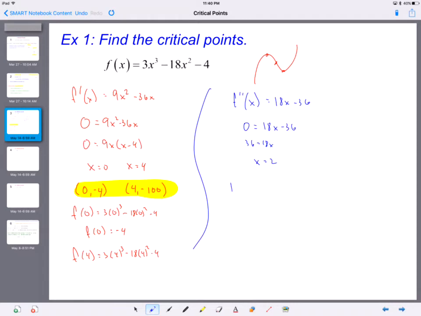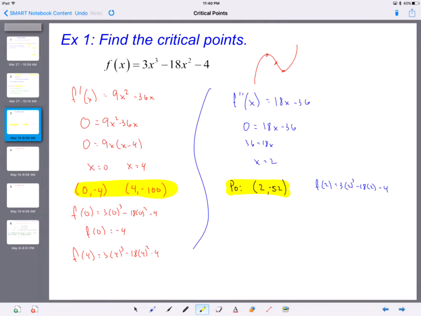So our point of inflection is 2 comma some value. Once again, how do we find the output? Well, you just plug 2 into the original function. So that's 3 times 2 cubed minus 18 times 2 minus 4. And then that will give us a value of negative 52. And so that's your last part there, is finding that point of inflection.